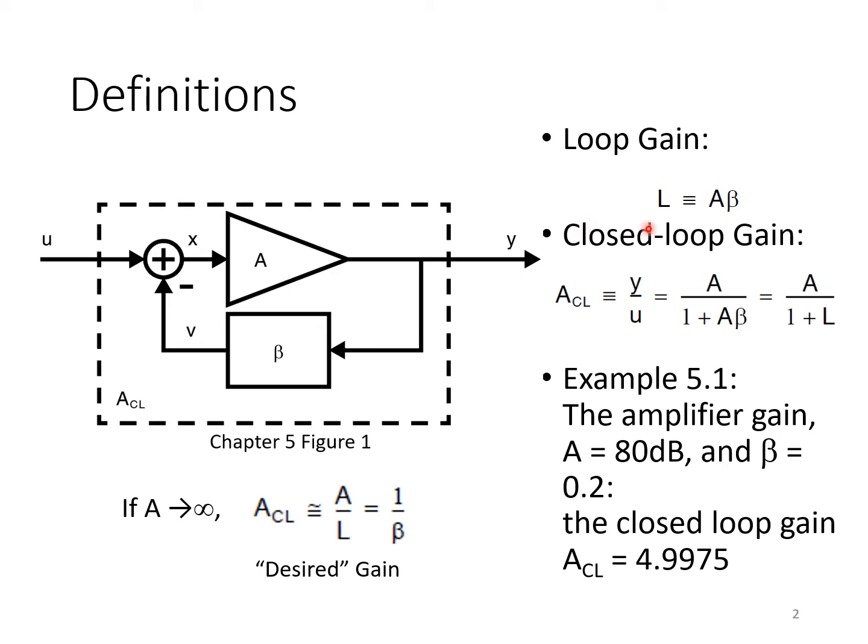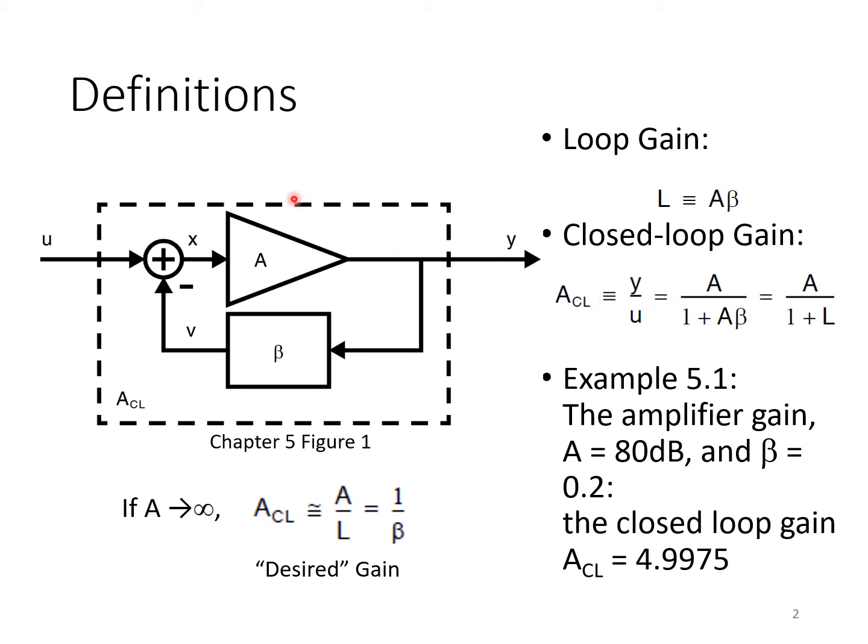We define the loop gain L, sometimes called the open loop gain, as the product of A times beta. And then we can write an expression for the closed loop gain. That is the gain from U, the input, to the output of the feedback amplifier Y, with the feedback loop in place, as shown here. And you'll see that it's A over 1 plus A beta, but we can also rewrite this as A over 1 plus L.